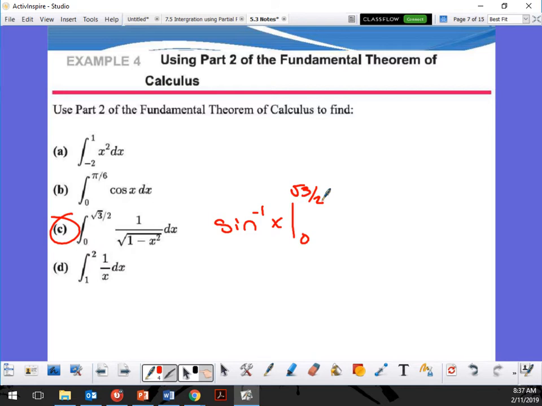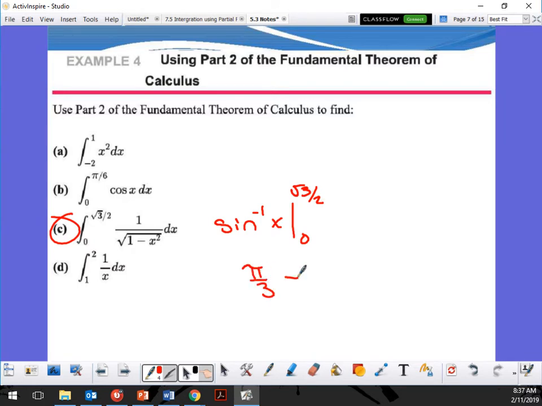Now from the arcs, that means that I'm actually thinking about my unit circle. So now think about the signs. This is going to be in quadrant 1. Where in quadrant 1 is the sine value going to be rad 3 over 2? 60 degrees or pi over 3. Pi over 3? Yeah. Okay, so this is going to be pi over 3.